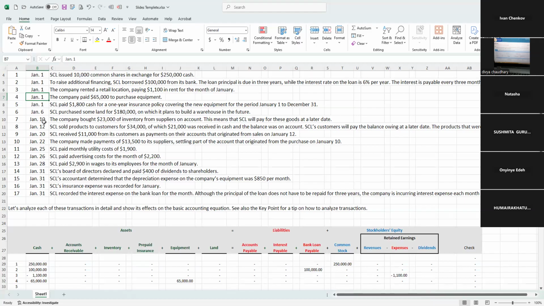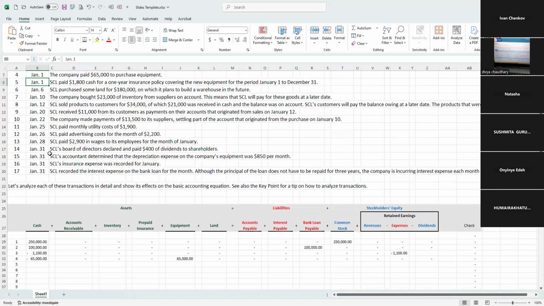Make sense? So when can we show our expense for the insurance, if we have to record it every month? At the beginning of the month or at the end of the month? At the end of the month. So we have to wait until the end of the month. Make sense?